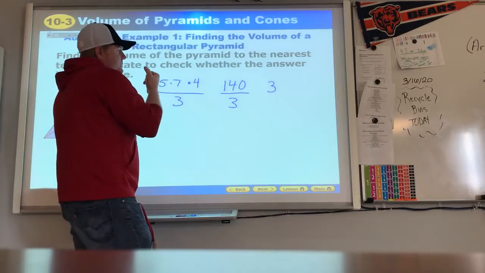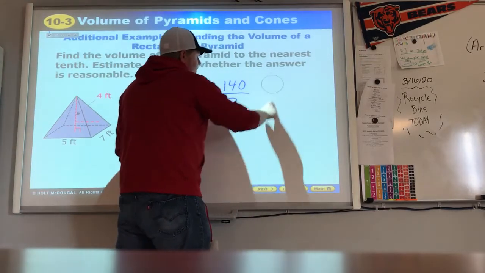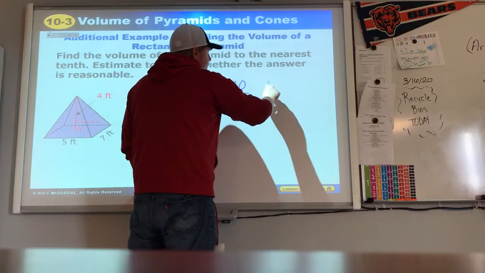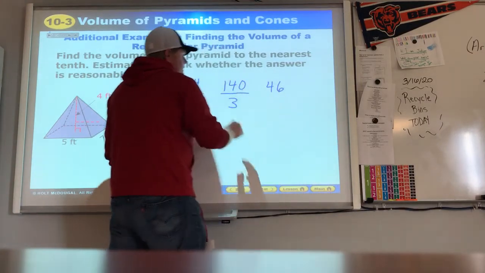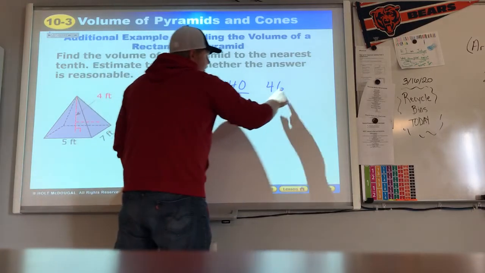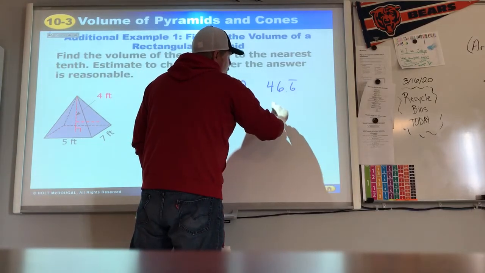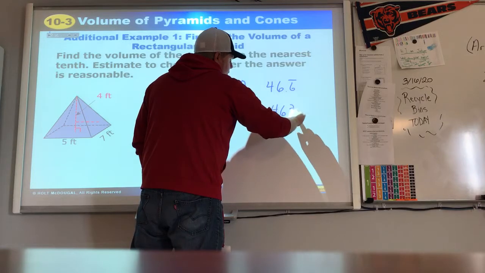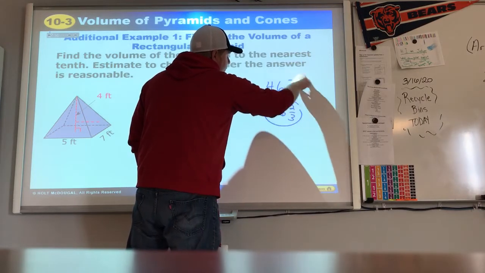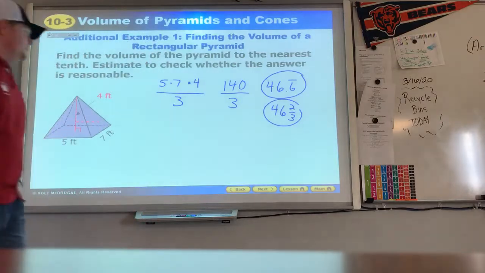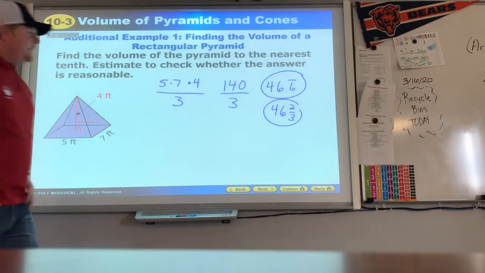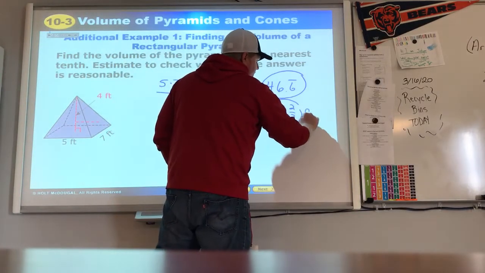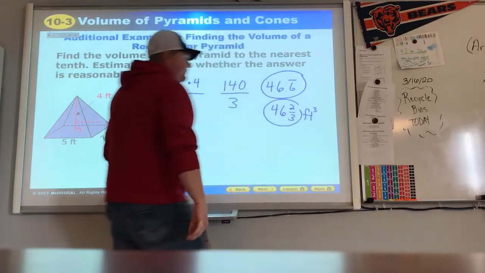When I do that division, 3 goes into 14 four times, that makes 12, and there's 2, so that will make 20. Excuse me, I should have been doing this out, not in my head. That makes 6 again, and we'll get 6 where it's repeating, or 46 and 2/3. Both of these are a suitable answer. So the volume for this would be 46.6 repeating, or 46 and 2/3, and we would need to have feet cubed.